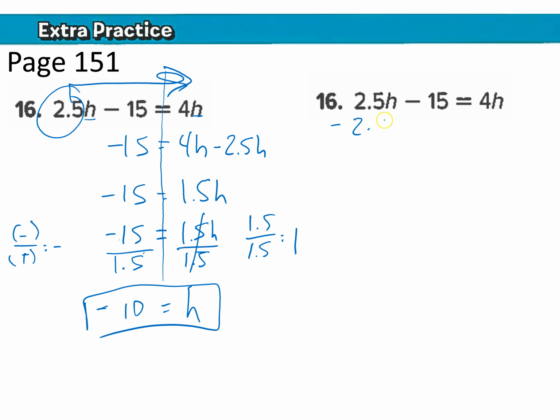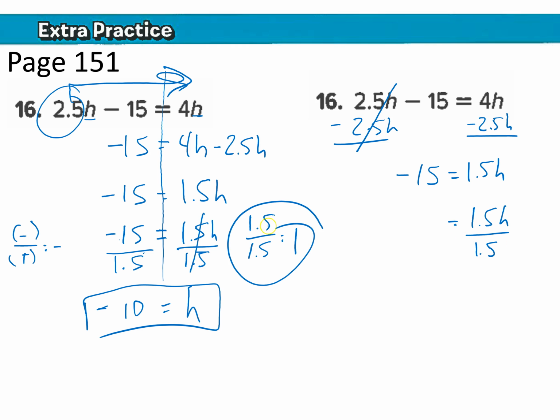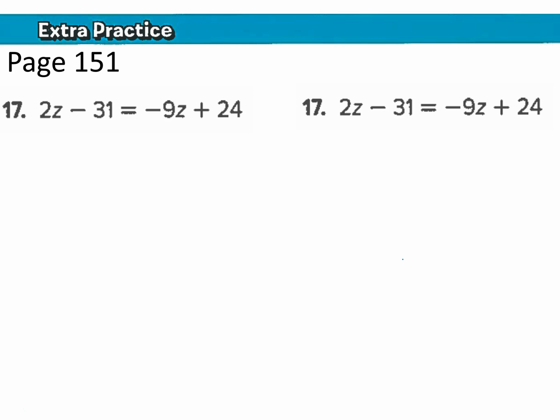Okay, same idea here. I subtract 2.5h from both sides. Gives me 0 minus negative 15, I'm sorry. It's 1.5h. I'm going to take 1.5 times h and divide it by 1.5 because 1.5 divided by 1.5 gives me 1. Negative 15 divided by 1.5. H is 10.